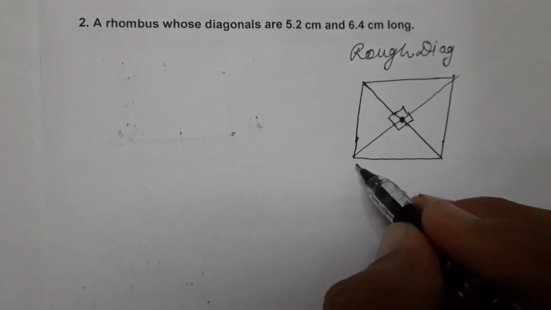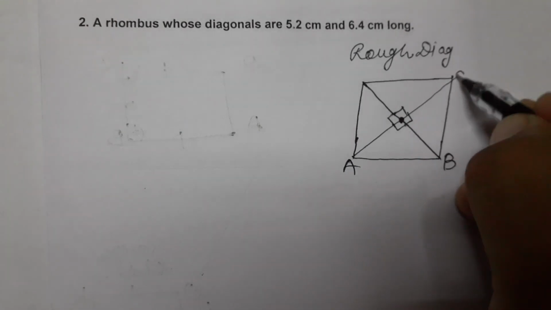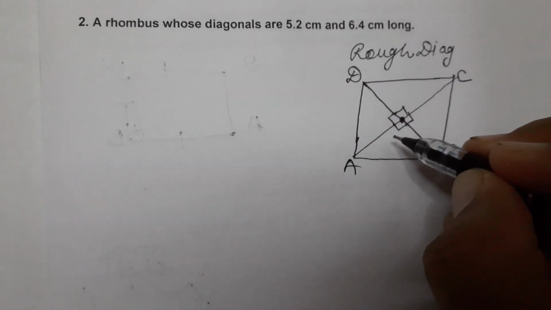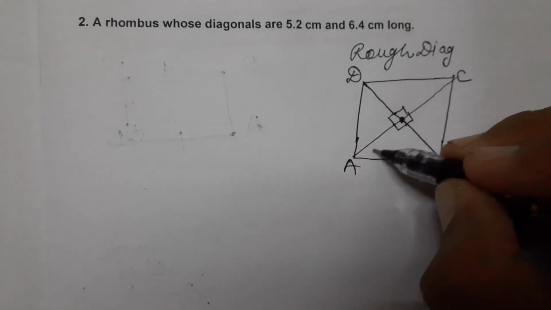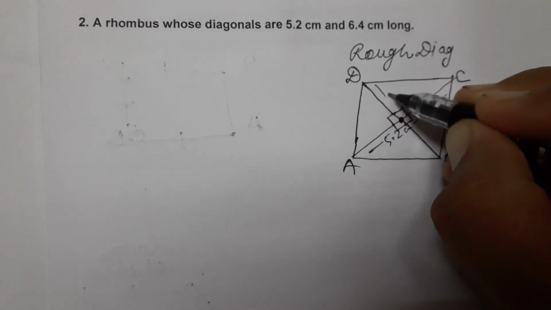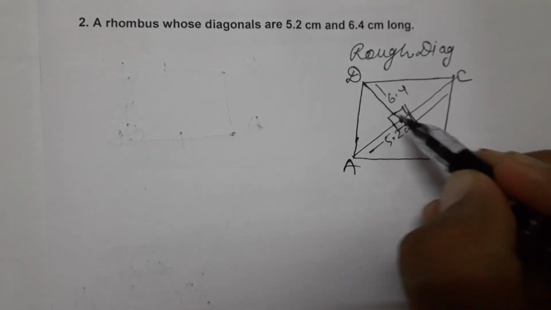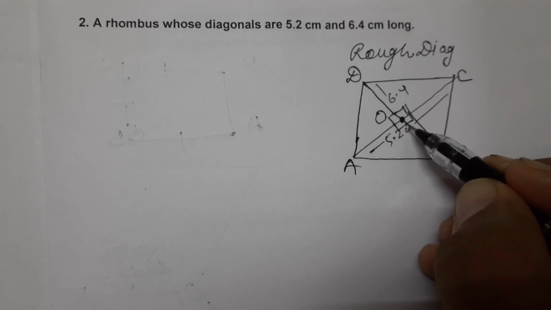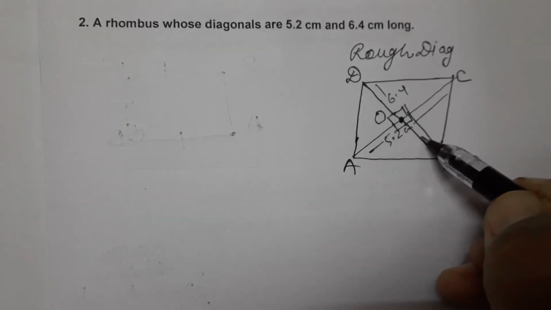So let's name this also ABCD. If the name is not given, we can give the name by our side. ABCD. One diagonal is 5.2 and the other diagonal is 6.4. Let them intersect each other at O. And children, as we know that diagonals bisect each other, 6.4 half is 3.2 and 3.2.